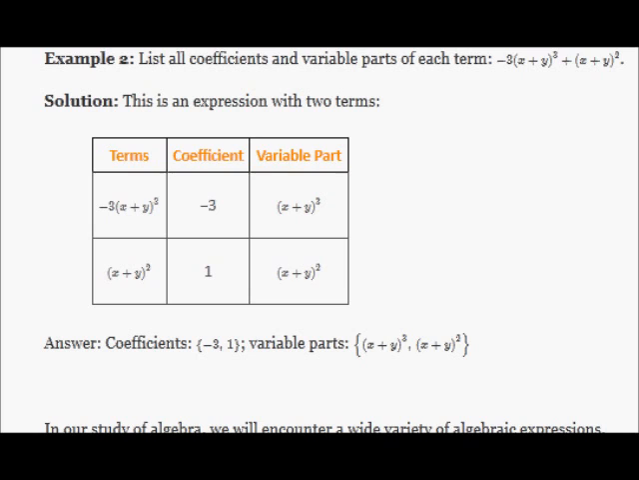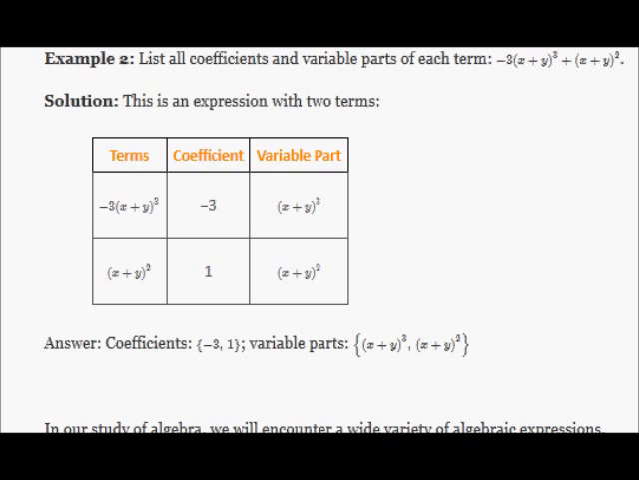Here we have negative 3 times x plus y quantity cubed plus x plus y quantity squared. So this is an expression with two terms. The first term is negative 3 times x plus y quantity cubed, and the coefficient in that term is negative 3. The variable part is x plus y quantity cubed.